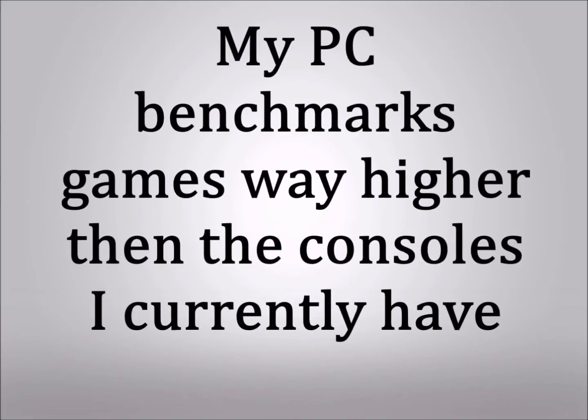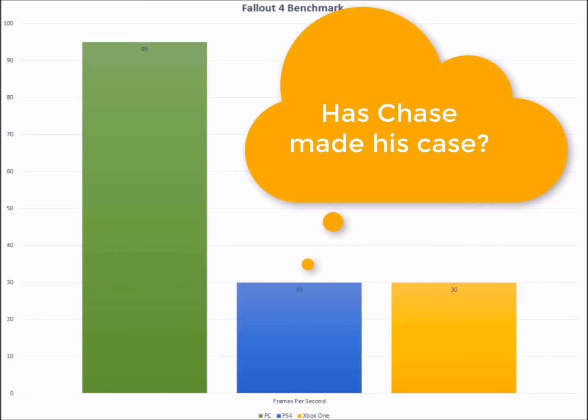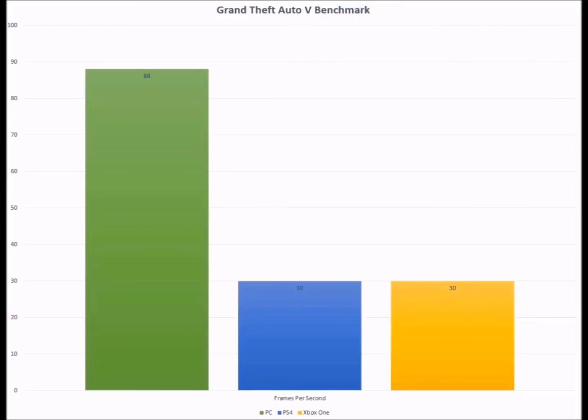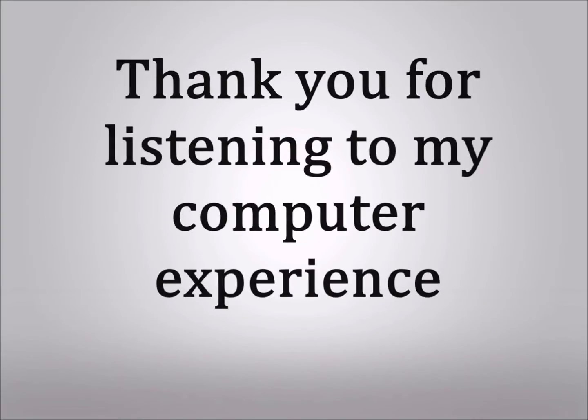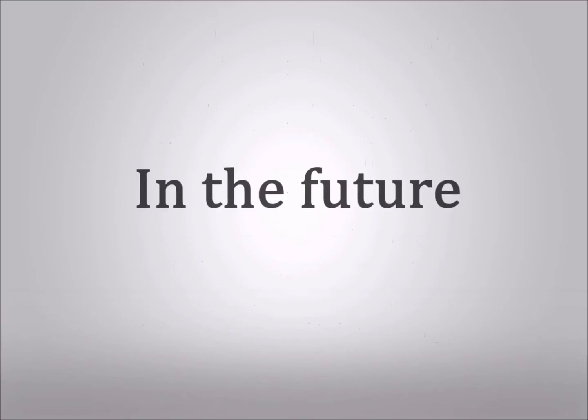My PC benchmarks games way higher than the consoles I currently have. For an example, the game Fallout 4 on my PC benches at an average of 95 frames per second, while on console it averages only 30 frames per second. The same goes with Grand Theft Auto 5, which averages 88 frames on my PC while struggling for 30 on my console. Thank you for listening to my computer experience. It is a great passion for me and I plan to pursue a career in computer engineering in the future.